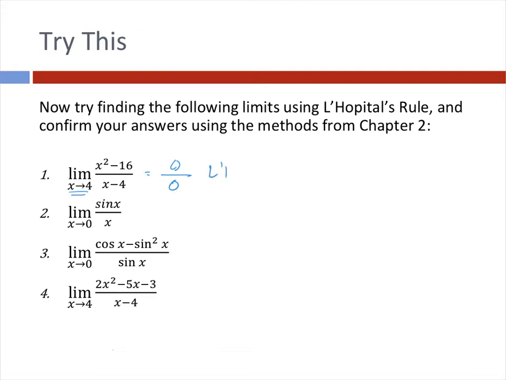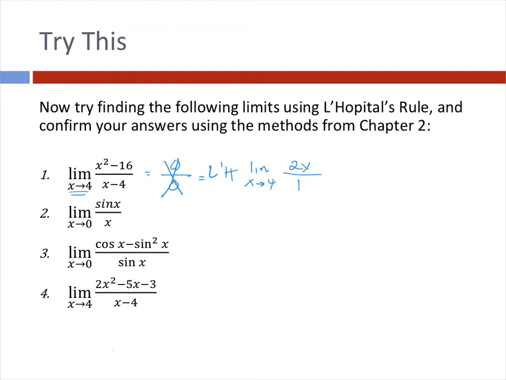So L'Hopital's, which I denote this way, and if you put that on your test, it'll help me to see where you try to use L'Hopital's, tells us that this limit is equal to the limit as x approaches 4 of the derivative of the top, so 2x, all over the derivative of the bottom, which is 1. And once again, don't try to use the quotient rule. This is different than the quotient rule. It's just saying take the derivative of the top function and then take the derivative of the bottom function.